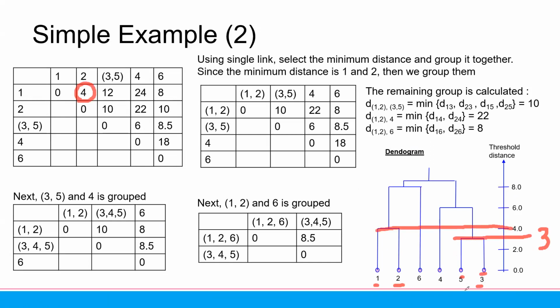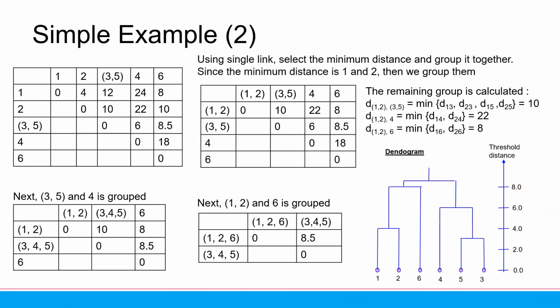What about 3, 4, and 5? They are grouped with the distance of 6. So this line is in the value of 6. What about the 1, 2, and 6? 1, 2, and 6, they are grouped with the value of 8. So this is in the value of 8. And the last one, they are grouped in the value of 8.5. So we have 8.5.